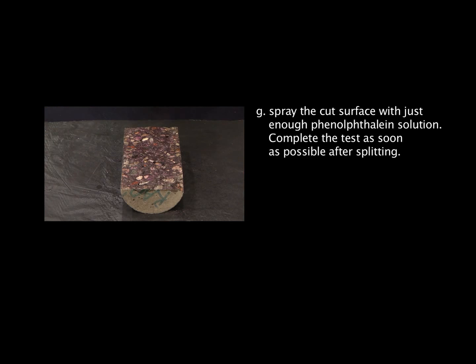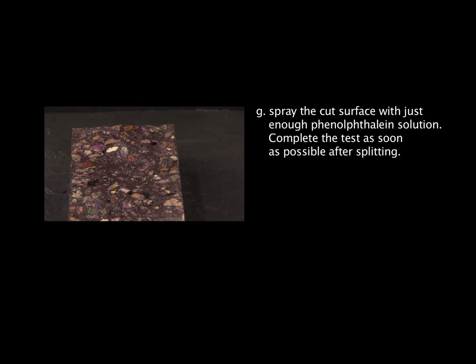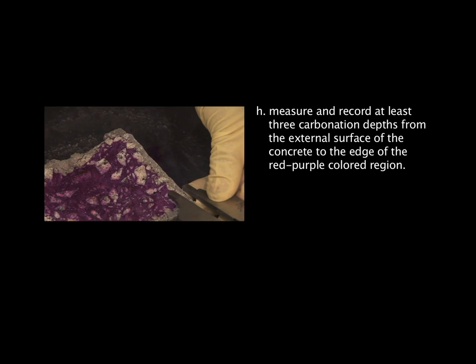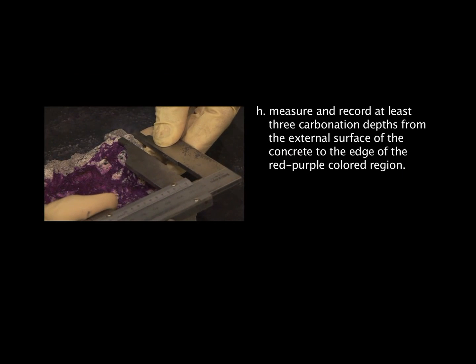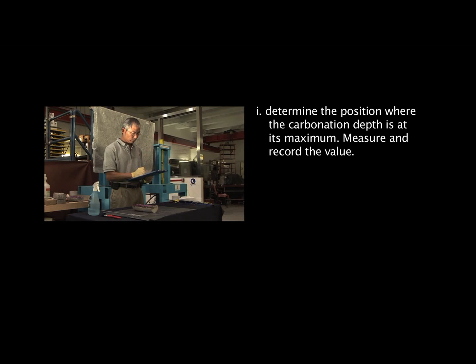G. Spray the cut surface with just enough phenolphthalein solution. Complete the test as soon as possible after splitting. The third step is measurement. H. Measure and record at least 3 carbonation depths from the external surface of the concrete to the edge of the red-purple coloured region. I. Determine the position where the carbonation depth is at its maximum. Measure and record the value.